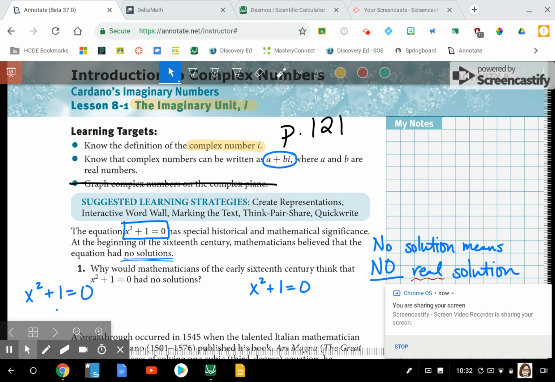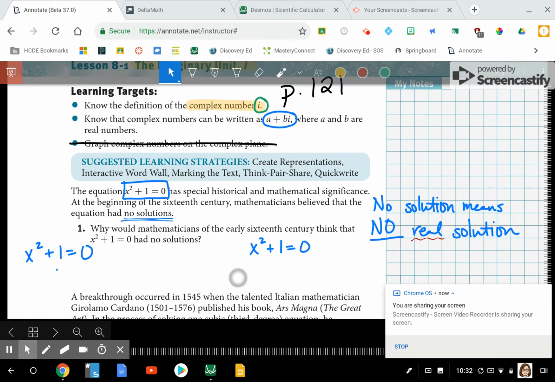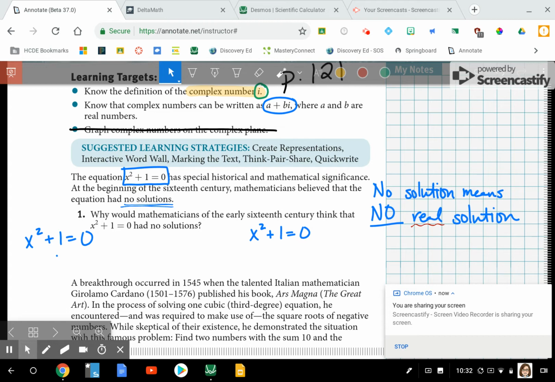Today's lesson will be on lesson 8-1, the imaginary unit, on page 121. We're going to look at two things: the definition of a complex number, which we use i to denote, and we're going to look at complex numbers written as a plus bi and identify what's real and what's imaginary. So we're not going to be graphing, so I marked that objective off.